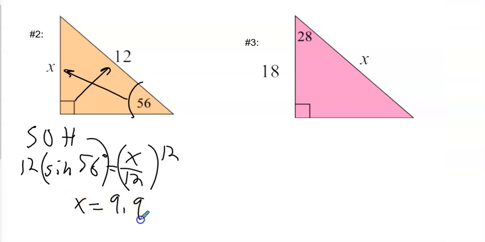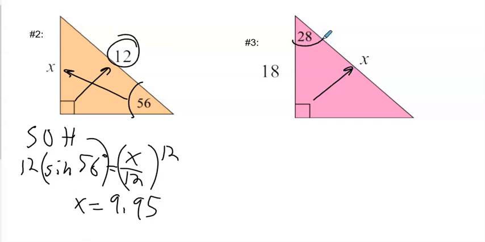Does my answer make sense? Well, my hypotenuse is 12. That's the longest side of any right triangle. So therefore, my answer has to be less than 12. It makes sense.